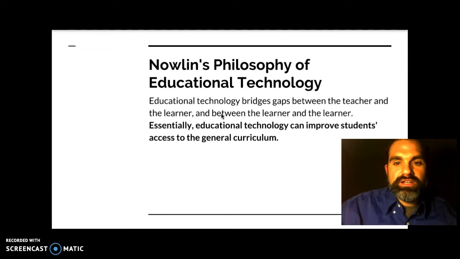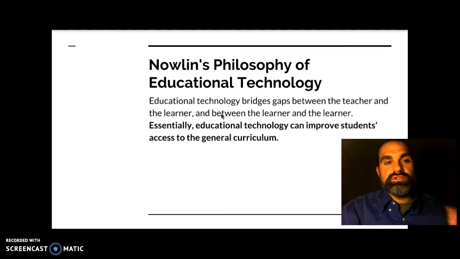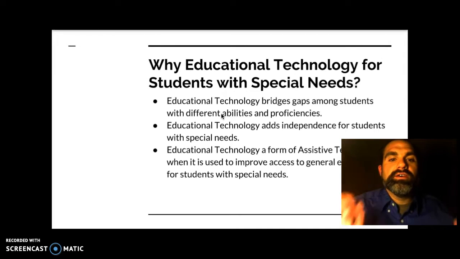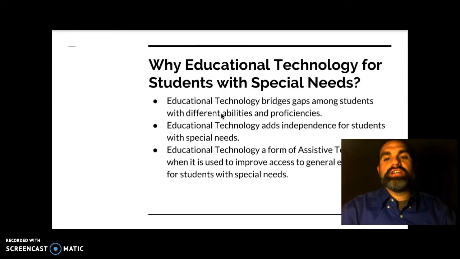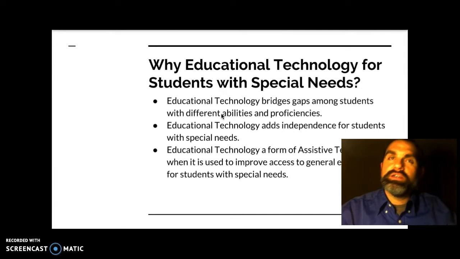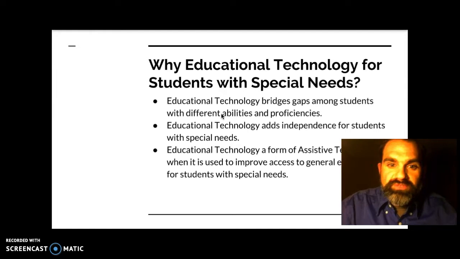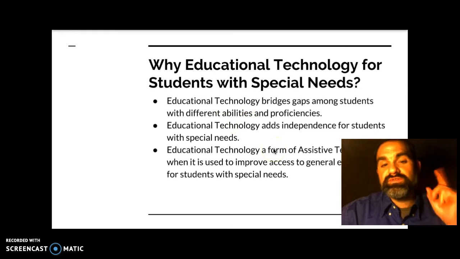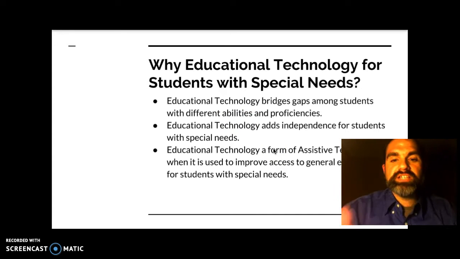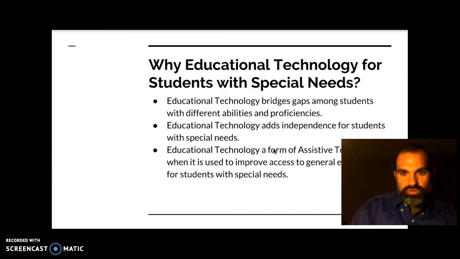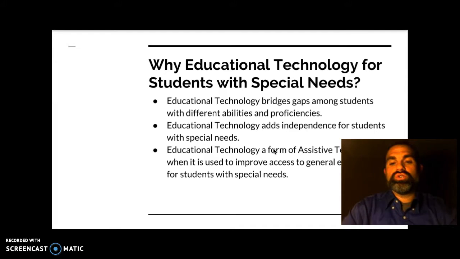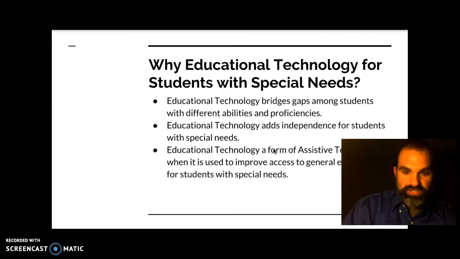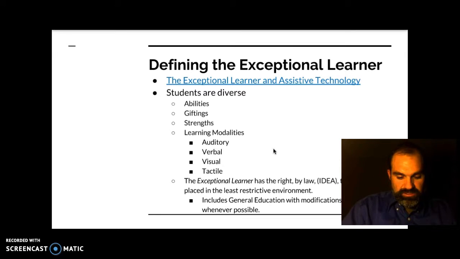Educational technology can improve students' access to their general curriculum, okay? Why do I say this? Why educational technology for students with special needs? Well, educational technology bridges gaps among students with different abilities and proficiencies. Educational technology adds independence for students with special needs. And finally, educational technology is a form of assistive technology when it is used to improve access to general education, okay, for students with special needs.